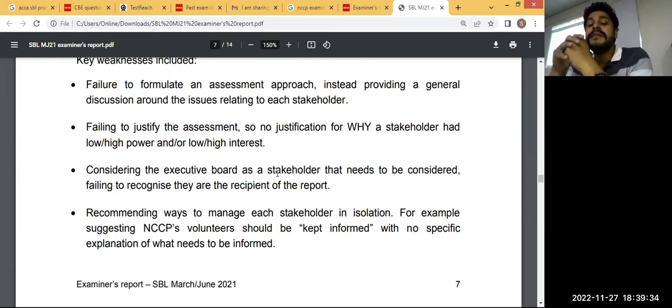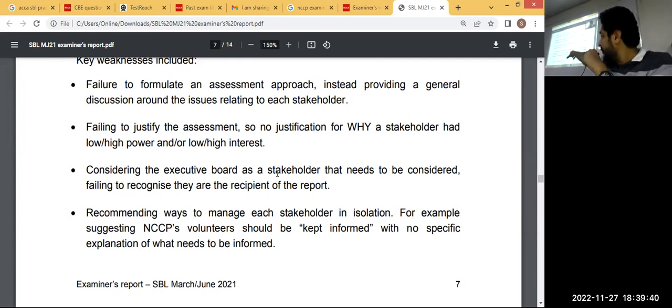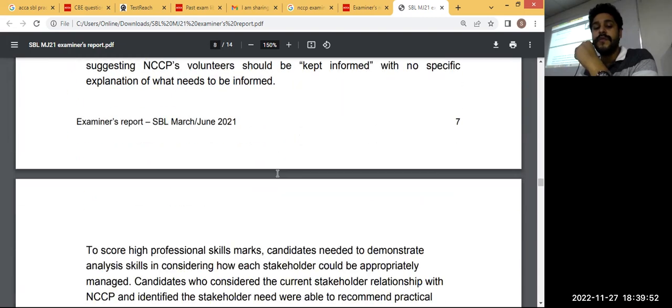Recommending ways to manage each stakeholder in isolation. For example, suggesting NCCP volunteers should be kept informed. Now, this is also an indication of application of the model, because keep informed is the word that is used in Mendelow's model. Keep satisfied is the word that is used in Mendelow's model, with no specific explanation of what needs to be informed.